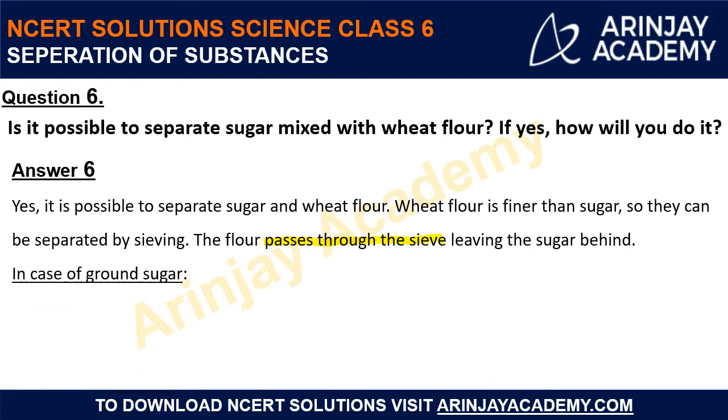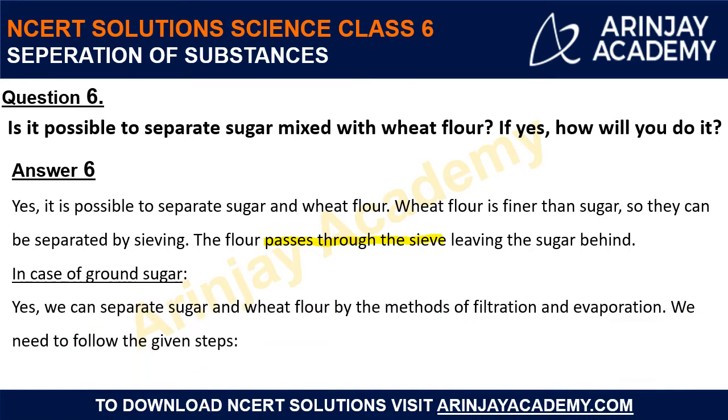Now the second case is when we have the ground sugar, that is the crushed sugar. So in that case again we can do the separation. So yes, we can separate sugar and wheat flour by the methods of filtration and evaporation. So now what will we do, we will first do filtration, which is a process of separation again, followed by evaporation. So by doing this, we can still separate the ground sugar mixed with the wheat flour. It will be studied in the following steps. So let's see them one by one.